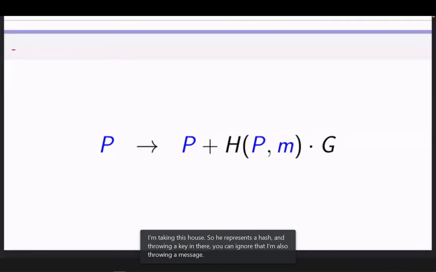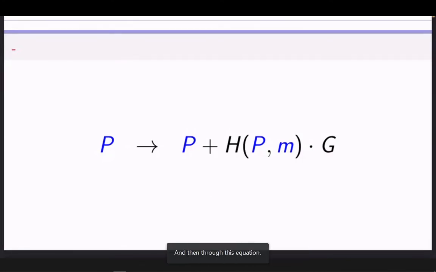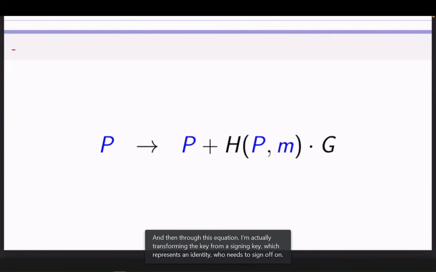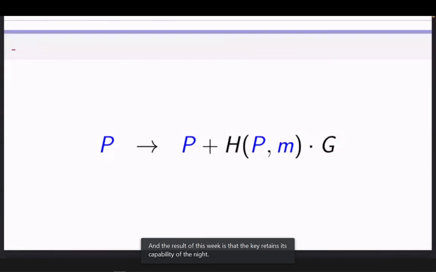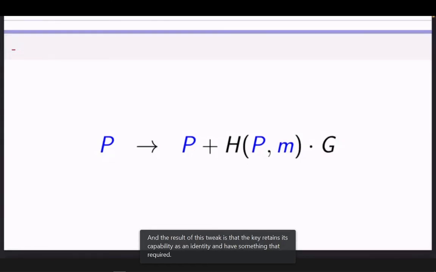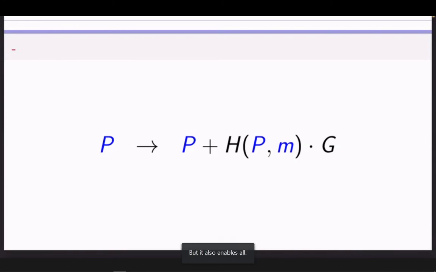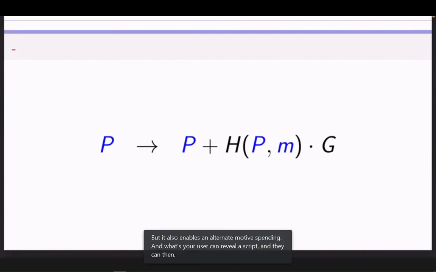I'm also throwing a message in there. And then through this equation, I'm actually transforming the key from a signing key, which represents an identity who needs to sign off on the transaction to move the coins, into a commitment in this case to this message M, which in the case of Taproot represents the Bitcoin script. And the result of this tweak is that the key retains its capability as an identity and as something that requires a signature, but it also enables an alternate mode of spending in which a user can reveal a script and they can then satisfy that script.